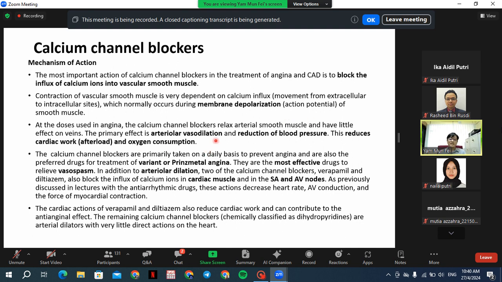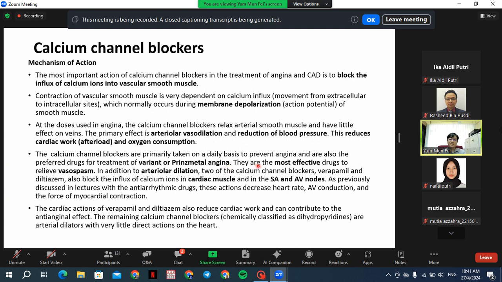That's why sometimes we consider calcium channel blockers as vasodilators as well, because at the end they cause vasodilatation, isn't it? By doing so your blood pressure is going to reduce. So basically calcium channel blockers reduce cardiac work and afterload, and also reduce your oxygen consumption. So calcium channel blockers are suitable for variant angina, as well as stable angina.